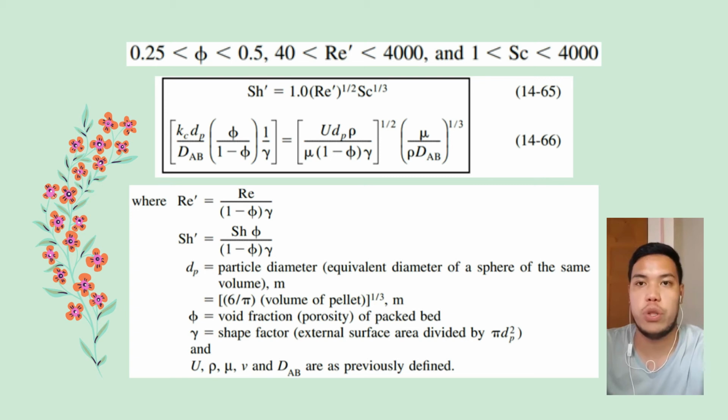When the porosity is between 0.25 and 0.5, Re prime is between 40 and 4000, and the Schmidt number is between 1 and 4000, we will use equations 14-65 and 14-66, where Re prime is equal to the Reynolds number over (1 minus omega) multiplied by gamma. Sh prime is equal to Sh times omega over (1 minus omega) multiplied by gamma. dP is the particle diameter, omega is the void fraction of the packed bed, gamma is the shape factor, and U, rho, mu, nu, and D_AB are as previously defined.